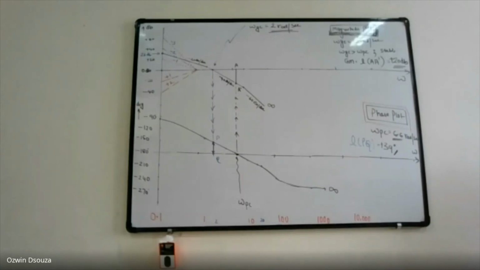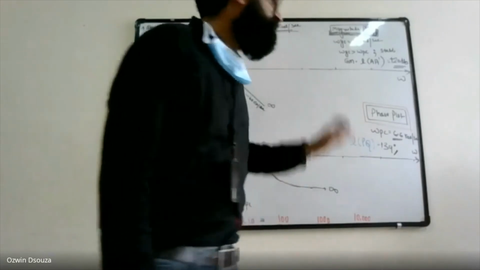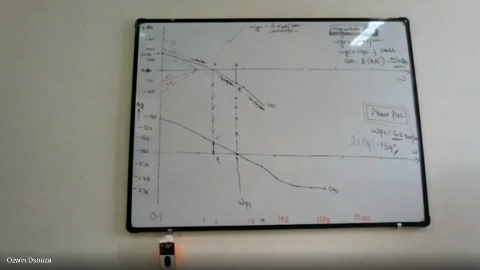I cannot do the plot again and again. I'll just add some extension to this. Let me click an image of this, so that same thing I can share in the class group as well. So this is your first part of the question, right? You find omega GC, omega PC, gain margin and phase margin, and you are supposed to comment on the stability. So that's the 10 mark question.